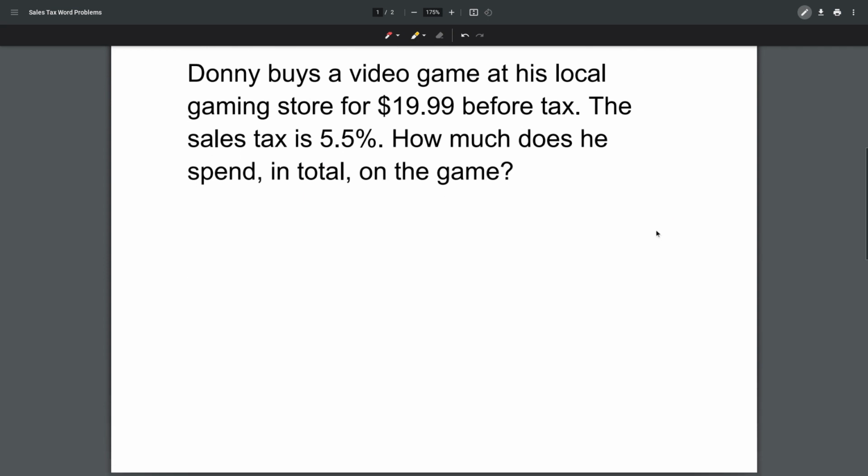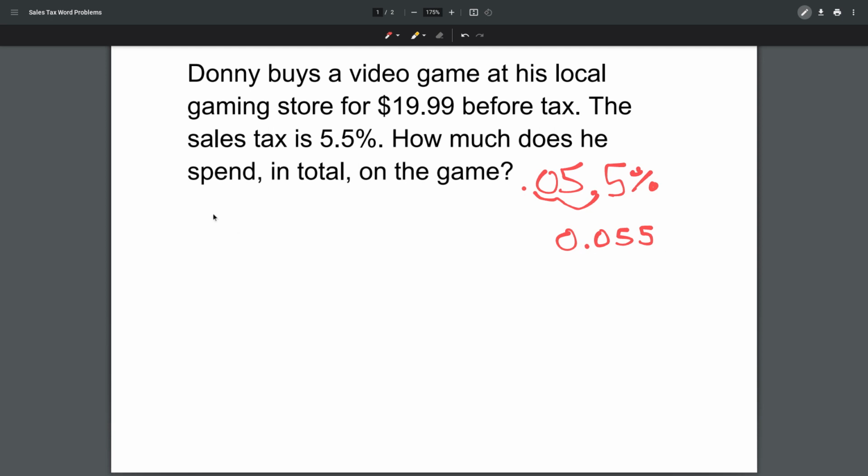We have Donnie. He's going to buy a video game at his local gaming store for $19.99 before tax. The sales tax is 5.5%. How much does he spend in total on the game? Okay, so remember 5.5% as a decimal. Well, we're going to move the decimal point 2 places here. So it's going to be 0.055. And if we add that to 1 for the 100%, we'll have 1.055.